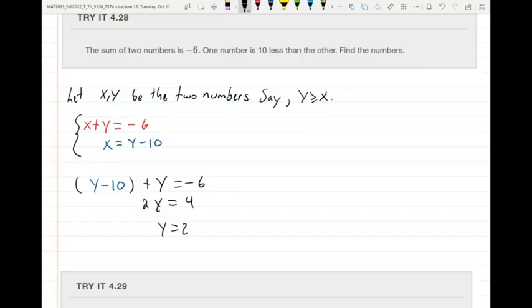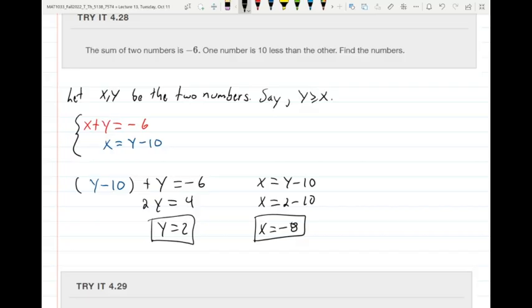Everybody okay with this? So y is equal to 2, and then to find x, just plug it into, for example, equation number 2. We already have x. So we know that x is y minus 10, so x will be 2 minus 10, which is negative 8.